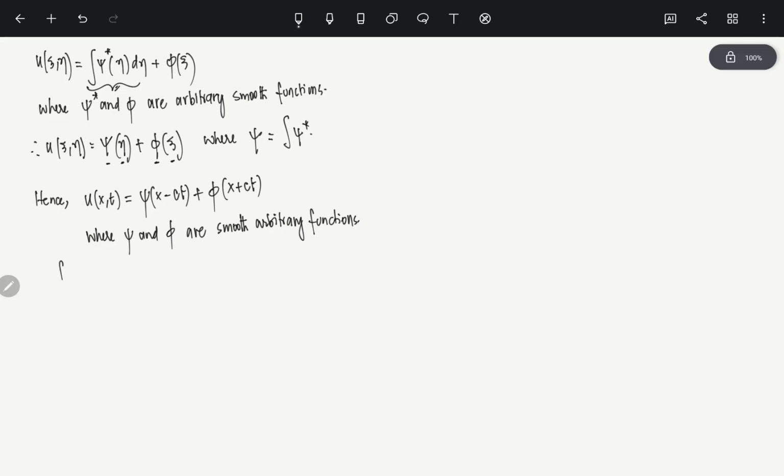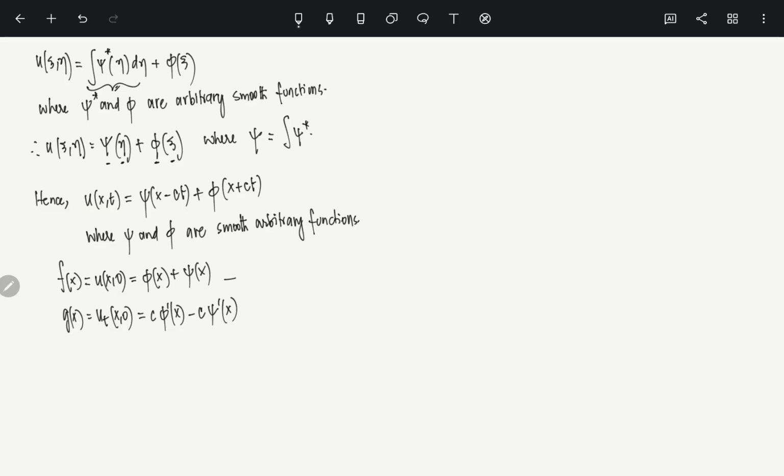Now we have to have some initial conditions satisfied, right? What is the initial condition? f of x equals u of x, 0. So what is it? It is phi of x plus psi of x. Clear? And g of x is nothing but u_t of x, 0, right? If we calculate it, it becomes c times phi prime of x minus c times psi prime of x. Is this okay?